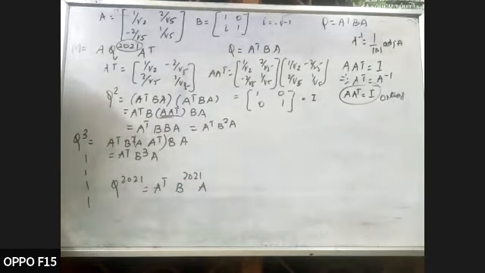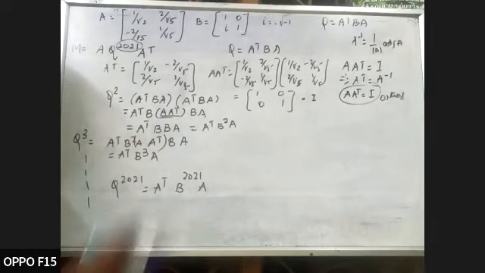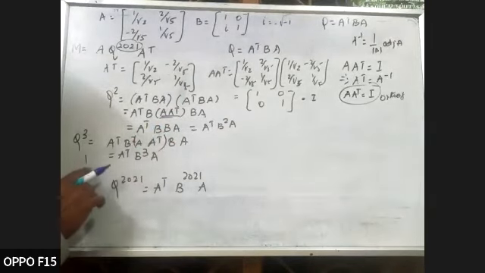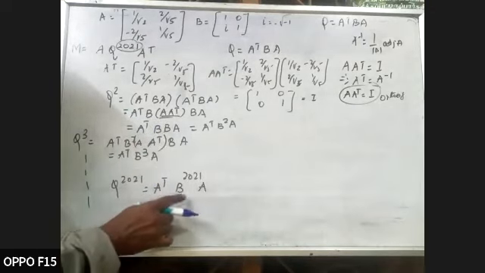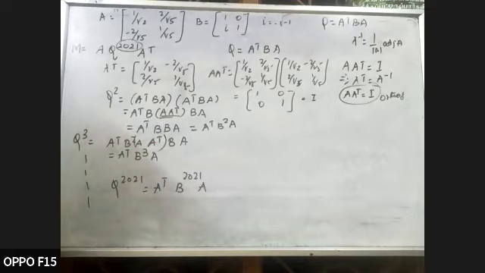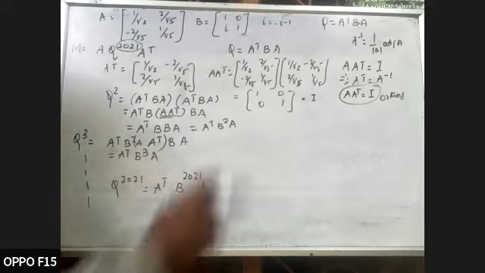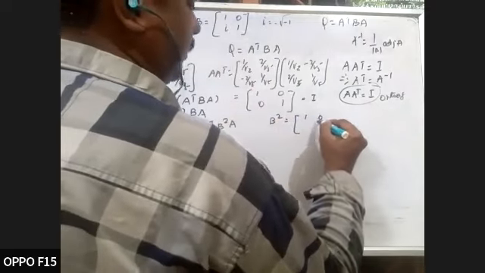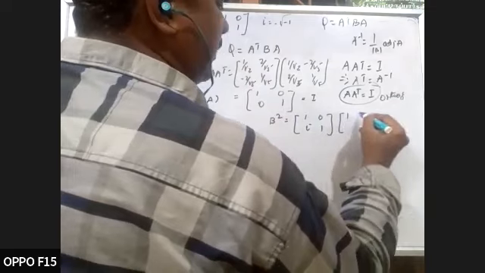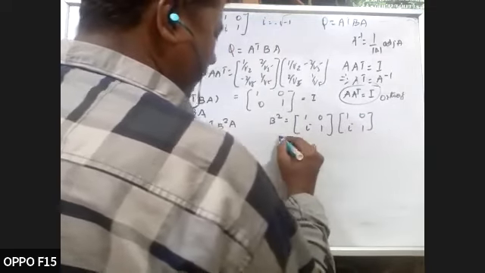Idea கிடைச்சிச்சா? Q square சொல்லும் போது A transpose B squared A. Q cube சொல்லும் போது A transpose B cube A. Q 2021 means A transpose B power 2021 into A. Now our idea is to find out what is the value of B 2021. So that we want to find out B square. Your B square is equal to B into B. You just multiply and find out.